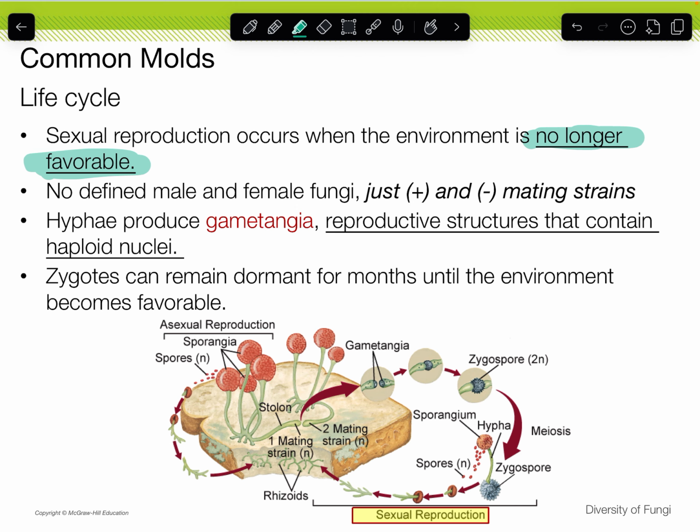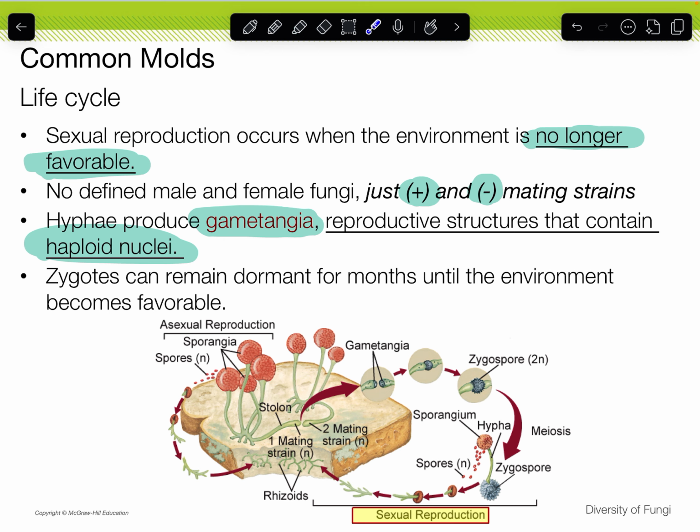Now, we don't necessarily have male and female. We have positive and negative mating strands. So we don't necessarily have a male and female, but we do have positive and negative mating strands. In this process, if we've reached unfavorable conditions, hyphae produce gametangia. Gametangia are reproductive structures that contain haploid nuclei. So we have haploid nuclei.